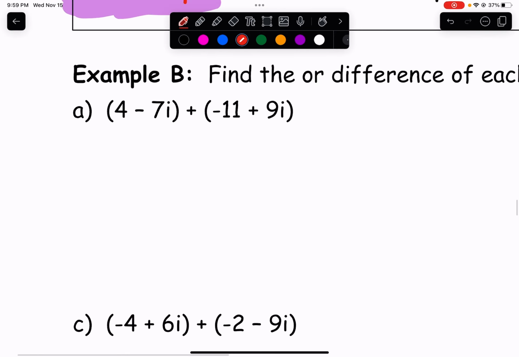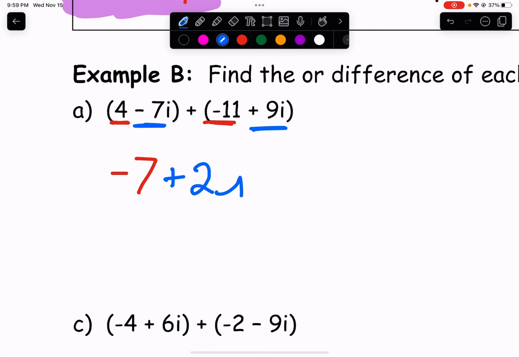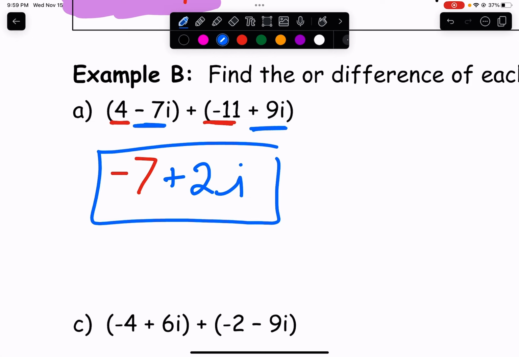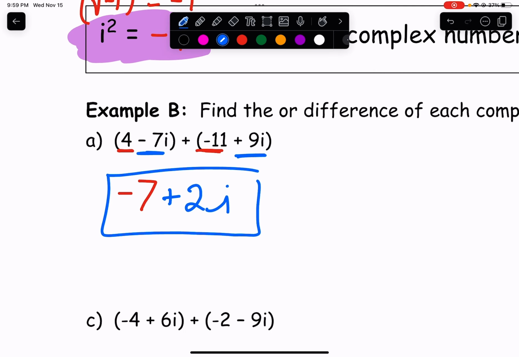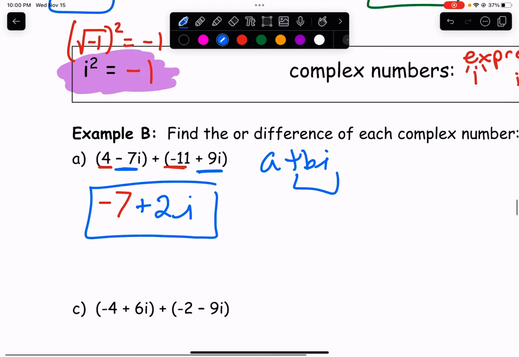So here, we're adding. So it's just going to be like combining like terms, right? So 4 plus -11 is going to give us -7. Then we've got -7i and positive 9i. That's going to give us a positive 2i. And that would be our answer. You really do just treat the i's like variables. Now, one thing I want to point out is you really do want to keep it in like the a plus bi form, which means that you just want the imaginary part to come second. That's kind of just a standard way of writing it.